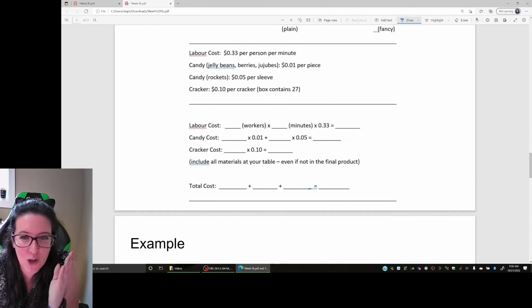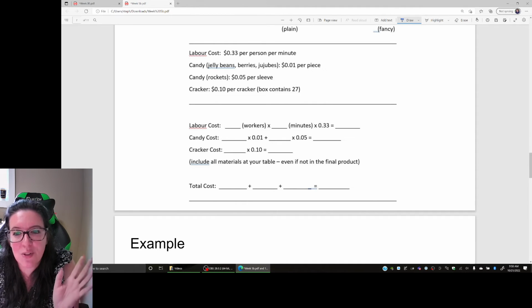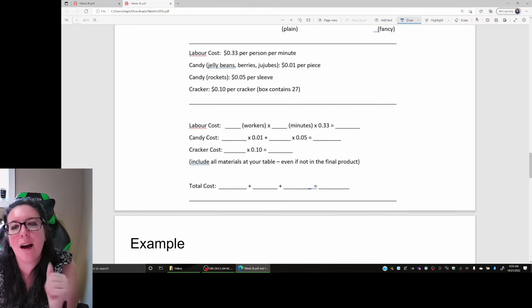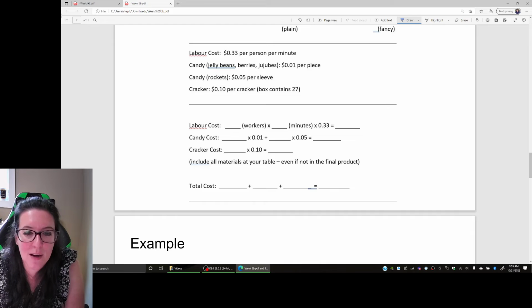So number of workers times minutes times 33 cents. What is our candy cost? So we are going to multiply the individual candies by 1 cent, the Rockets, the little candies that come in a pack, by 5 cents, and of course the cracker costs by 10 cents. We must include all materials that we use, even if they're not in the final product. So anything we eat, anything that gets thrown away, is a cost to the organization. We had to get it to start with, and so we make sure we include it.